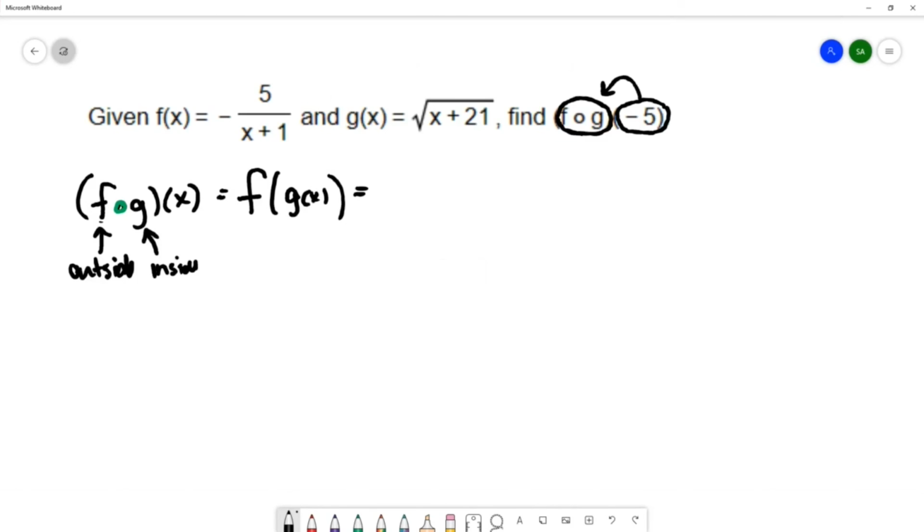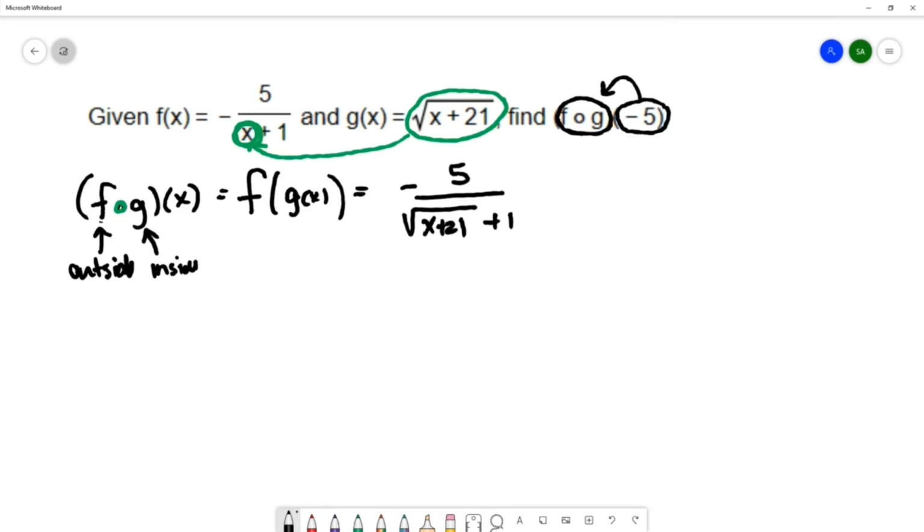So to do that, I'm going to take this function g of x, and it's going to get substituted into f of x, and it gets substituted in for this x and any x that might be in the equation of f. So that would give us the equation negative 5 over square root of x plus 21, plus 1. So this is the function f composed with g, negative 5 over square root of x plus 21, plus 1.